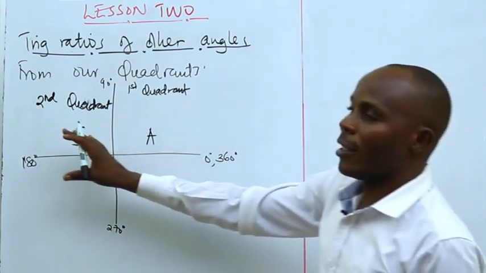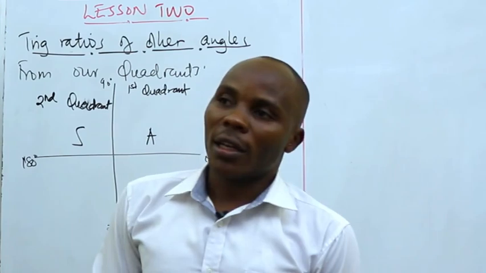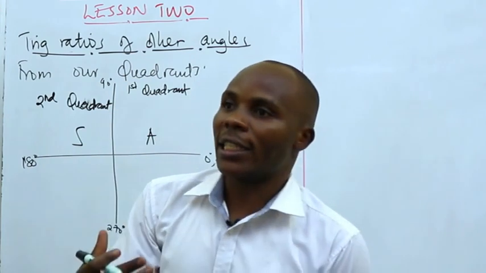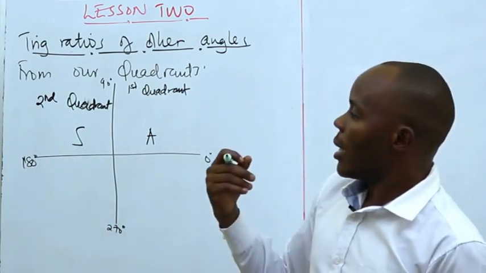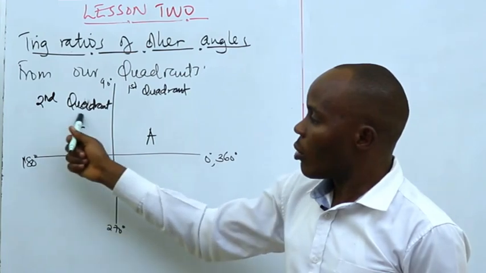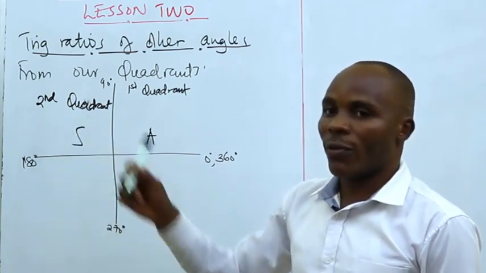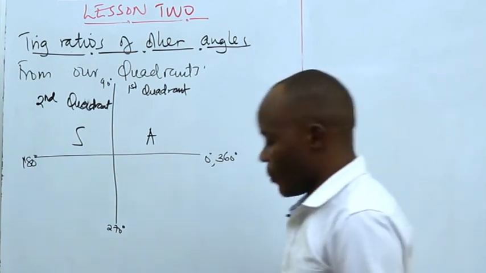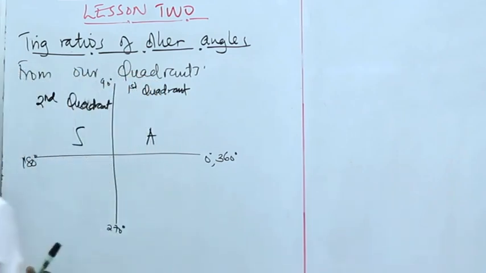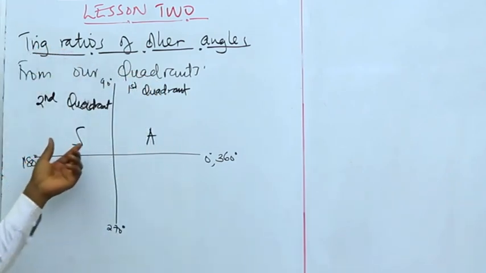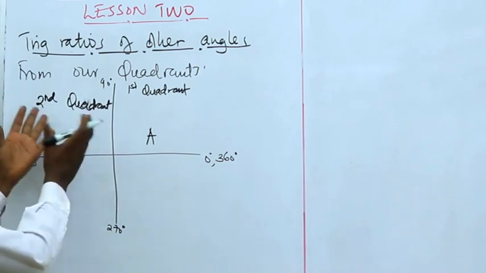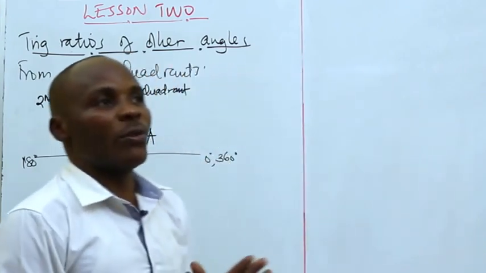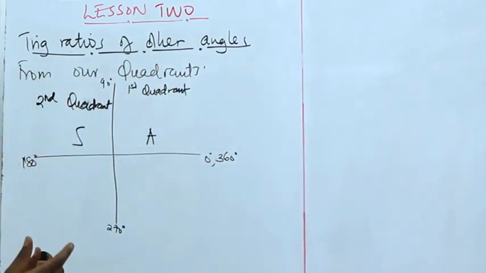Sine here means in the second quadrant, it is only the trig ratios of sine that will give you a positive. The rest are negatives. I repeat. In the second quadrant, it is only sine of the angles here that gives the positive value. The rest will always give you a negative.